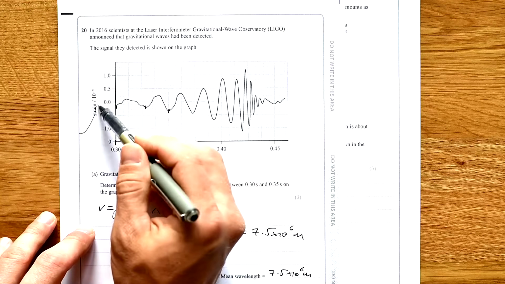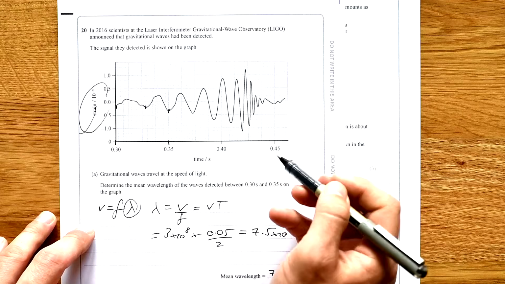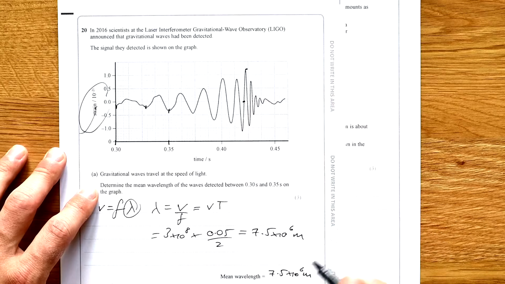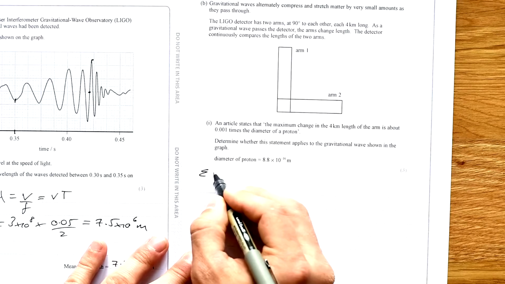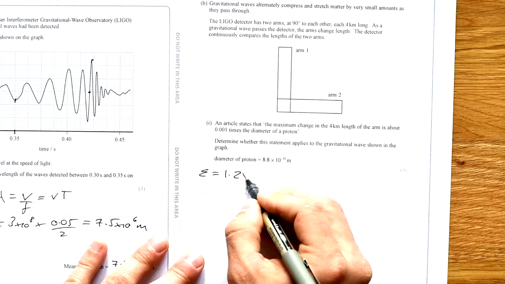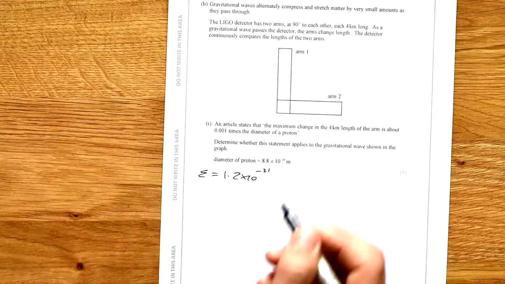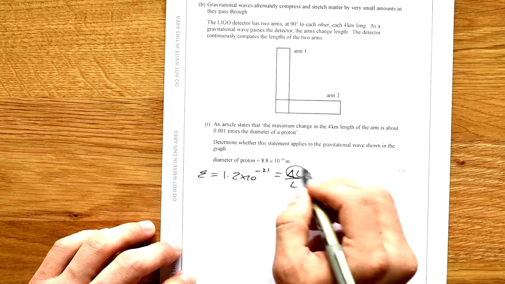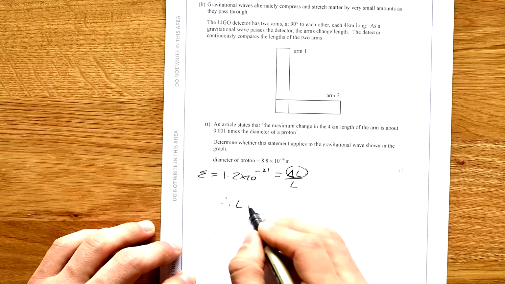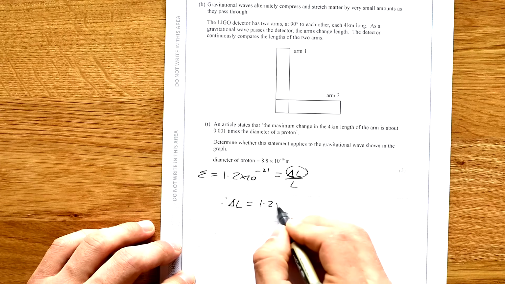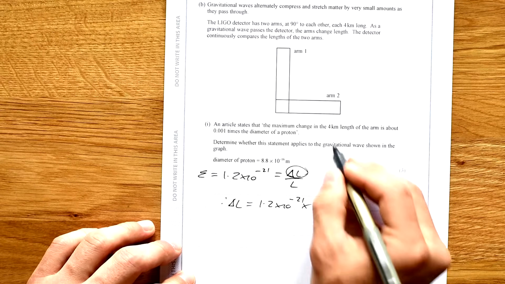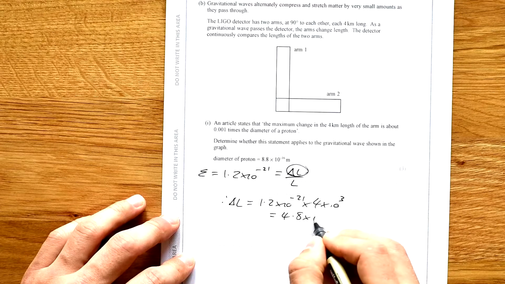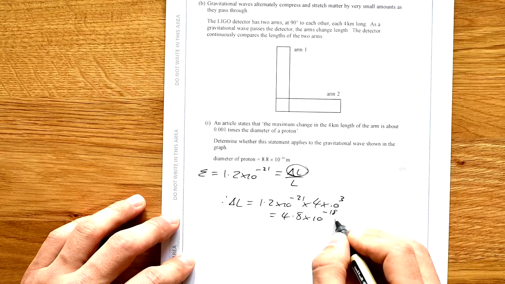Okay, so we're measuring the strain here in times 10 to the minus 21. So we're going from 0 to 1.2. So the strain is 1.2 times 10 to the minus 21. And we know that is equal to change in length over original length. We're trying to find the change in length. So therefore, it's going to be 1.2 times 10 to the minus 21 times 4 times 10 to the 3. So that gives us 4.8 times 10 to the minus 18 meters.